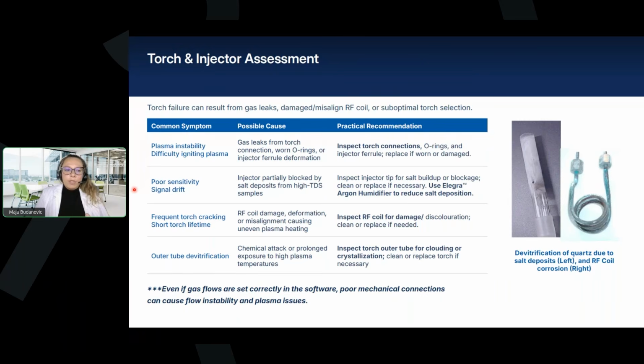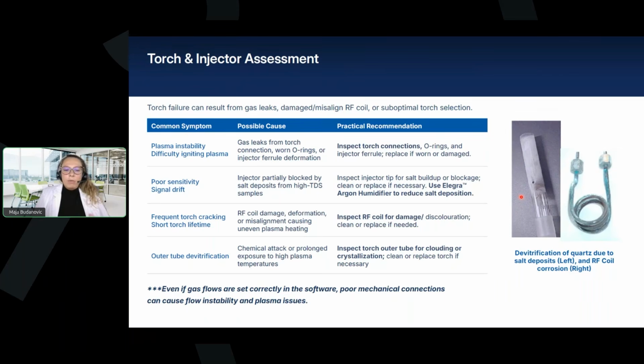If you observe frequent torch cracking, or you observe that the lifetime of your torches becomes shorter, this can be related to RF coil damage or misalignment, which can cause uneven plasma heating. So the RF coil should be inspected for damage, for any discoloration, cleaned or replaced if required. And the next, very often happening, is the outer tube devitrification that can be a result of chemical attack or prolonged high plasma temperature. So basically you can see it as a clouding or crystallization on your outer tube, and it should be inspected and replaced if necessary.